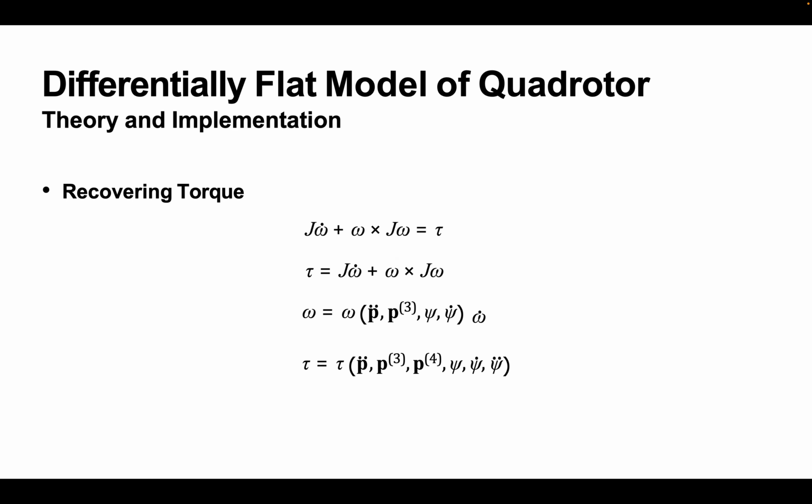The key point is that torque depends on the fourth derivative of position, which is called snap. Therefore, to avoid discontinuous torque commands, the trajectory should be continuous up to snap. This motivates our use of quintic trajectory with C4 continuity.